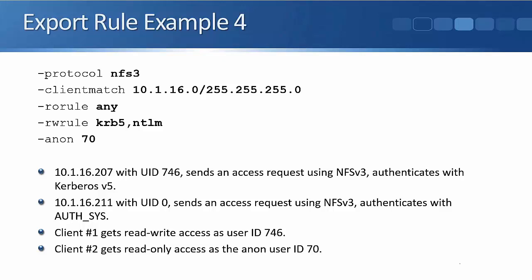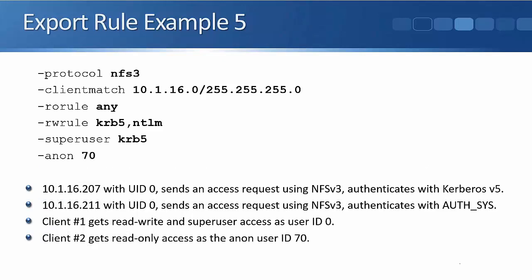Next thing we do is evaluate the read-write rule, which is set to Kerberos v5 and NTLM. Client 1 passed the read-only rule with UID 746. It also passes the read-write rule because it authenticated with Kerberos, so the effective permissions for client 1 will be read-write with UID 746. Client 2 does not match the read-write rule because it authenticated with sys, so it doesn't get read-write access. It gets its read-only access as the anonymous user ID 70.